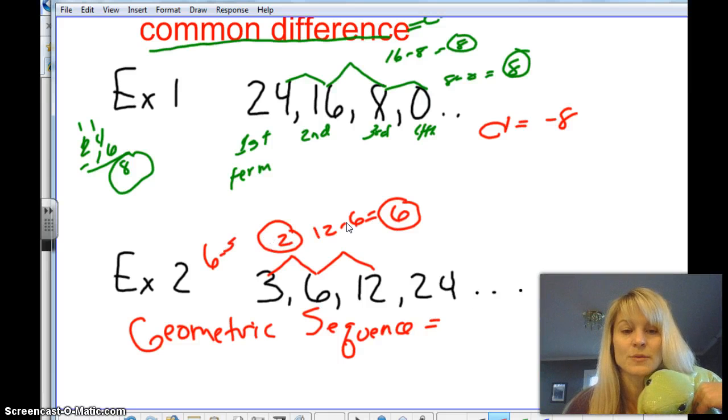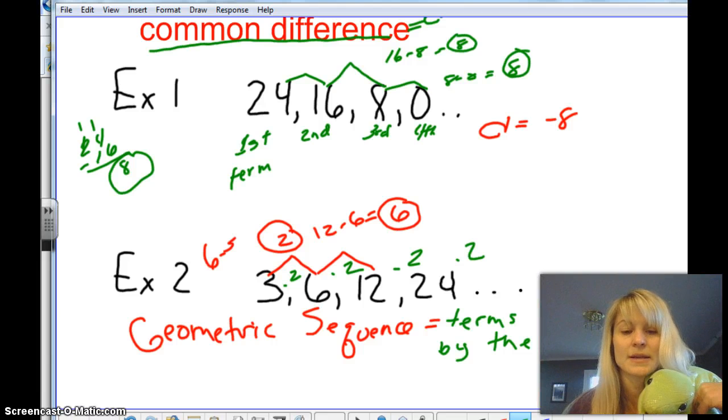So automatically we ruled out arithmetic because it increased. So then I think, okay, this has to be geometric. So 3 times what number is 6? That would be 2. 6 times 2 is 12, and 12 times 2 is 24. Okay? So I can now tell that this is no longer arithmetic. If I multiply each one by 2, I'm getting the next term. So therefore this is a geometric sequence. A geometric sequence is when the terms are multiplied by the same number.